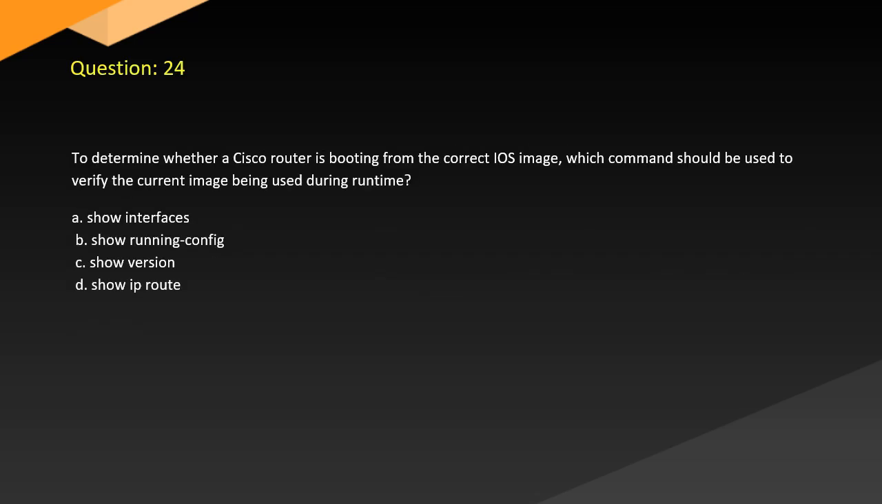Question 24. To determine whether a Cisco router is booting from the correct IOS image, which command should be used to verify the current image being used during runtime? A. Show interfaces. B. Show running-config. C. Show version. D. Show IP route.